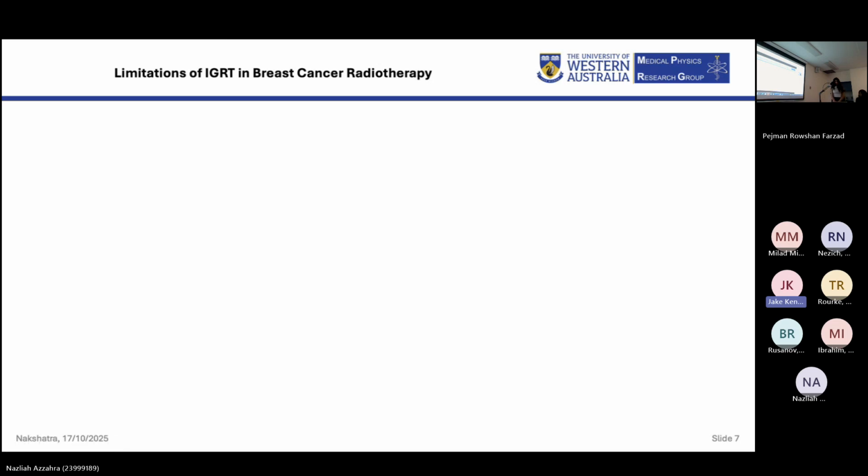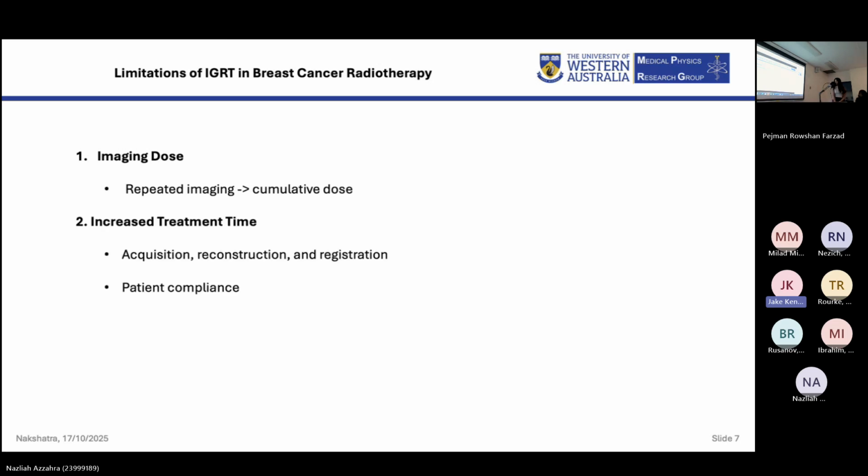Limitations of IGRT: the first limitation is repeated imaging dose, because repeated imaging adds extra radiation and it can be cumulative, which is of big concern. Then there's increased time. Imaging acquisition, reconstruction, and registration take a lot of time, and this can increase the risk of intrafractional motion and affect patient comfort.